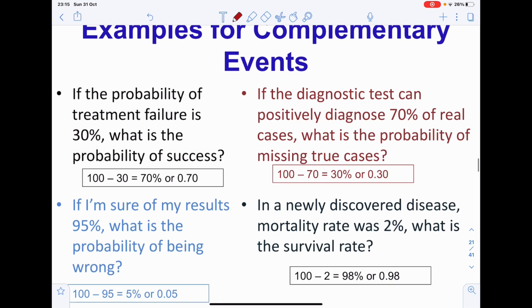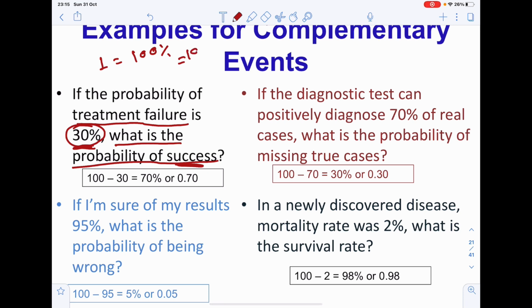Okay, again, more examples here. The probability of treatment failure is 30%. What is the probability of success? The probability of success is 1 minus the probability of failure. So I have here 30%. Since they gave us a percentage, the 1 is equal to 100%. The 1 is like 100 over 100, right? And 100 over 100 is just 1. So since they gave us 30% here, I will say 100 minus 30, which is 70% or 0.7.